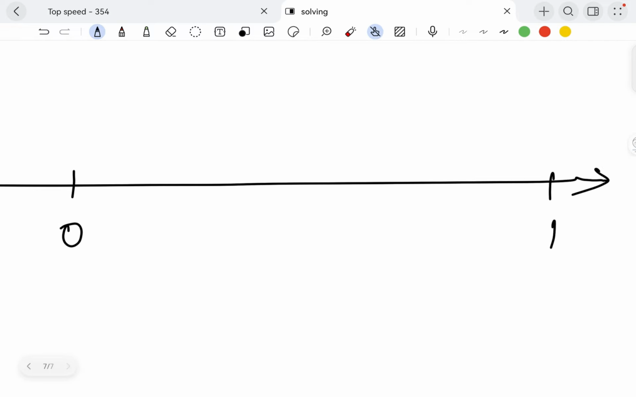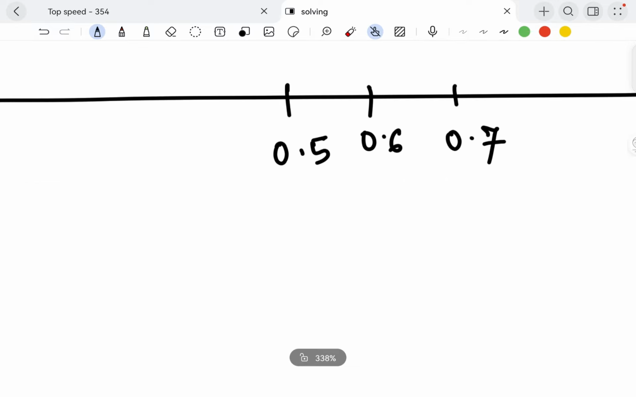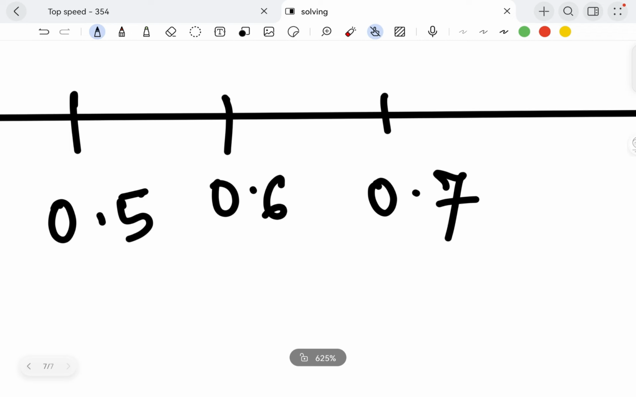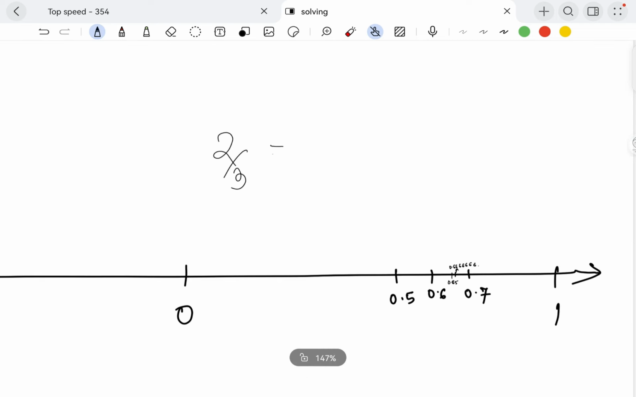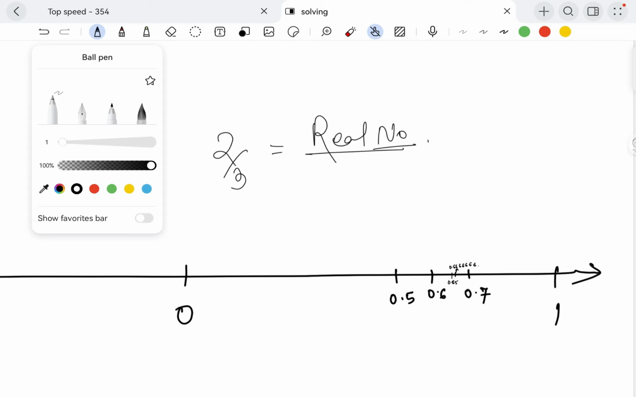Okay, somewhere midway there will be 0.5, and somewhere here it will be 0.6, and somewhere here it will be 0.7. Now further we can zoom it more, and we can say that here is 0.65, and here it is 0.666666. So this particular point is 0.6, and it can be represented on a number line. Hence 2 by 3 is actually a real number.